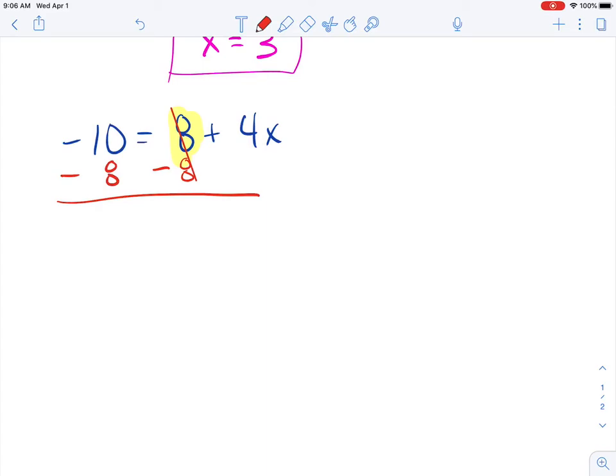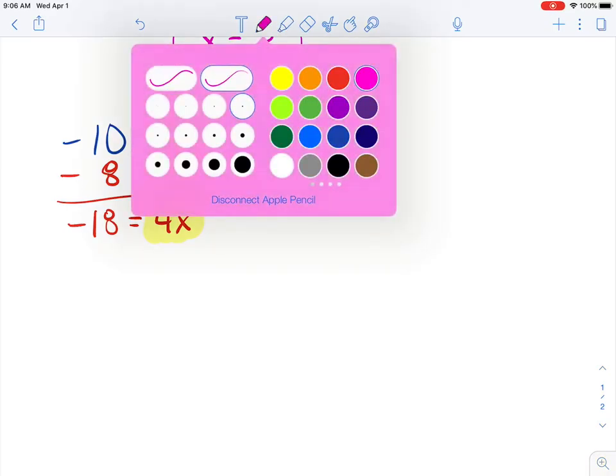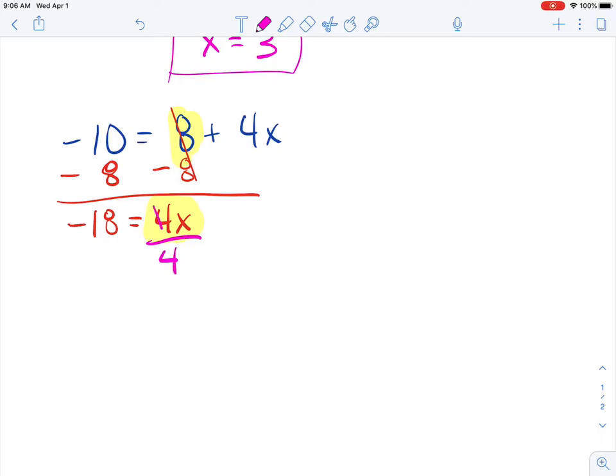Negative 10 minus 8, you can do it on your calculator, but we know a negative minus 8 is going to be more minusy, so negative 18 equals 4x. Okay, so now what you need to do is you need to find the x, and you need to do your last step, which is multiplying or dividing. Well, since this is 4 times x, we need to divide by 4 and divide by 4.